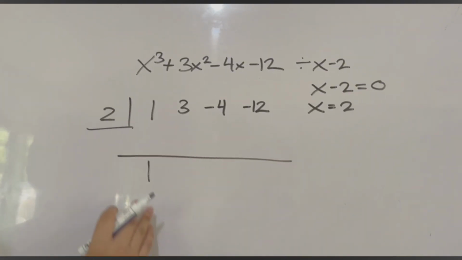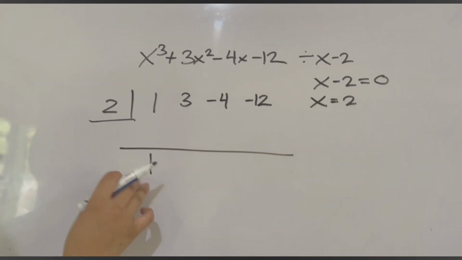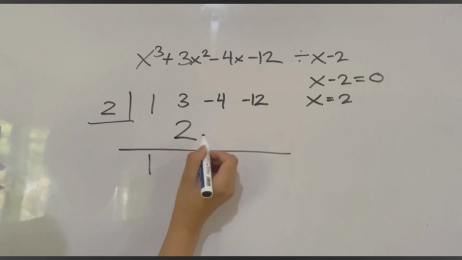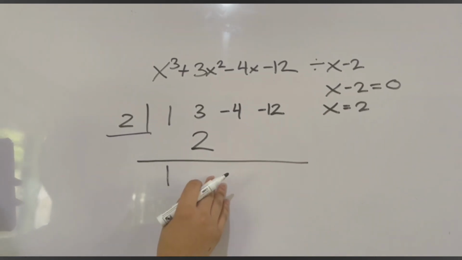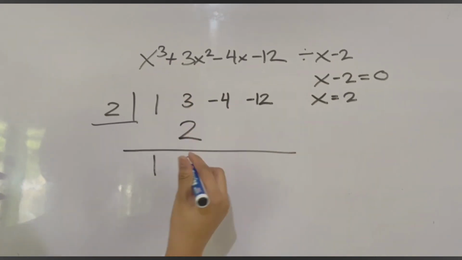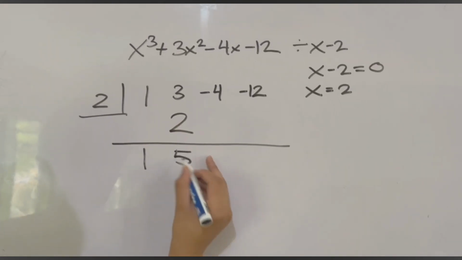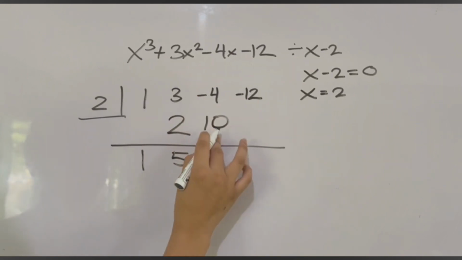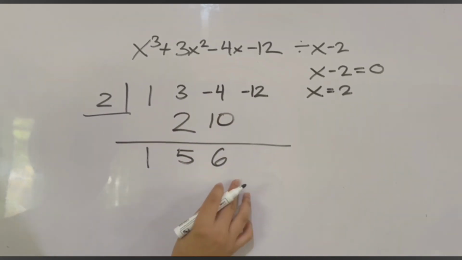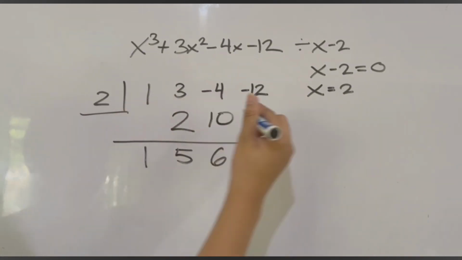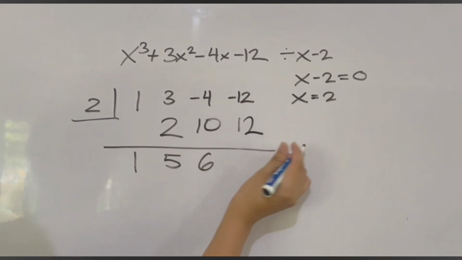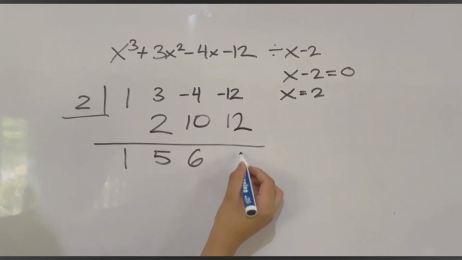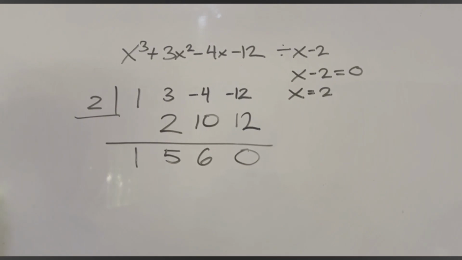Then we multiply 1 by 2, which is 2, and add this number. So 3 plus 2 equals 5. 5 multiplied by 2 equals 10. Negative 4 plus 10 equals 6. 6 multiplied by 2 equals 12. Then negative 12 plus 12 equals 0. So our remainder is 0.